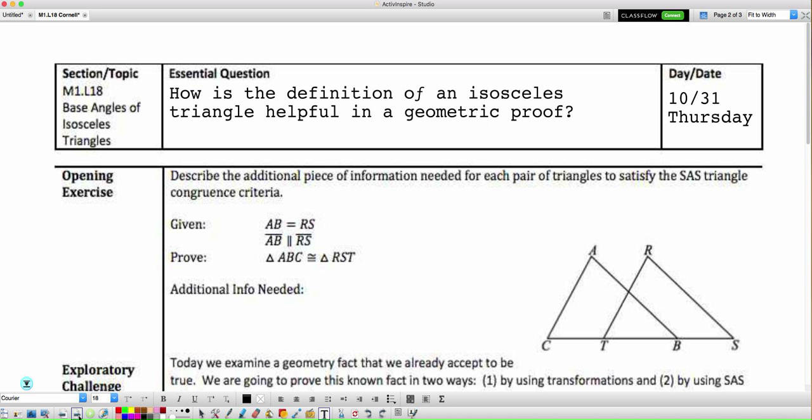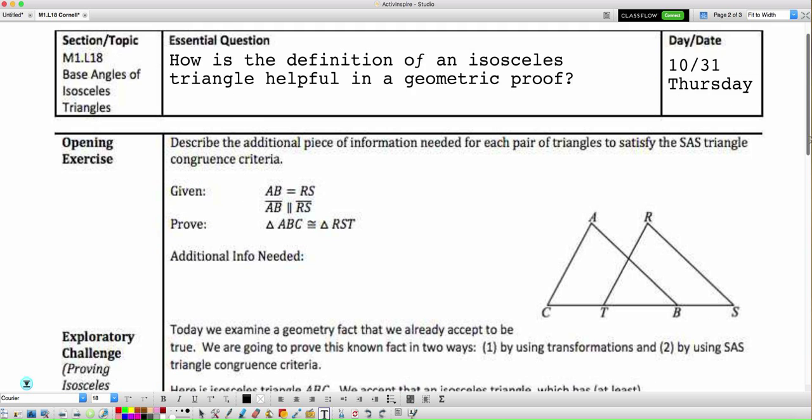To begin with, our essential question is, how is the definition of an isosceles triangle helpful in a geometric proof? Today is Thursday, the 31st, as you all know. So you can pause that if you need to write that essential question, but I'm going to go ahead and get started.